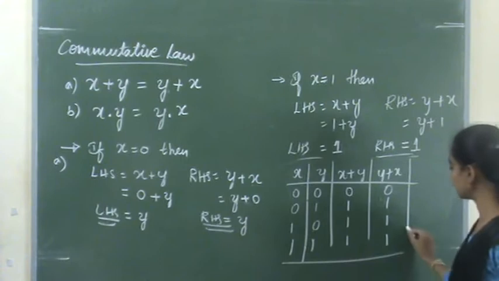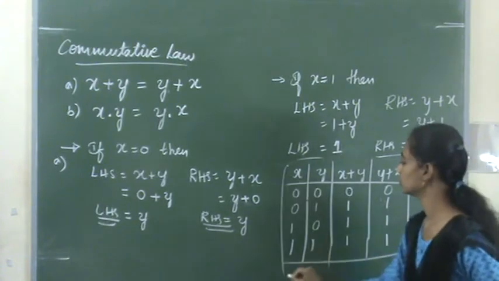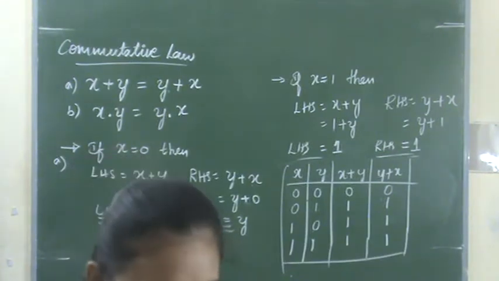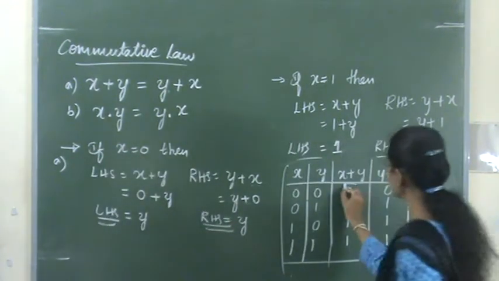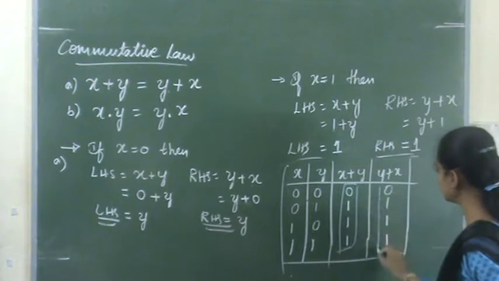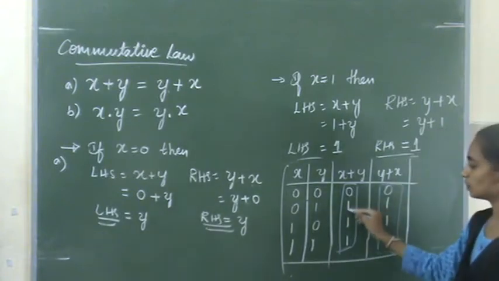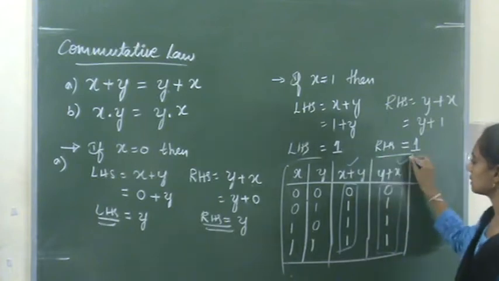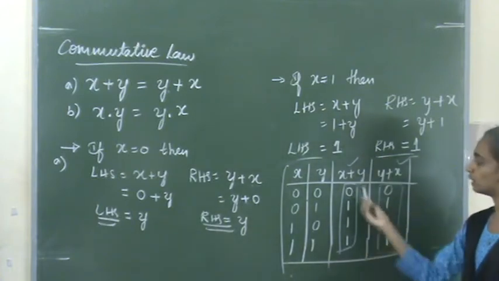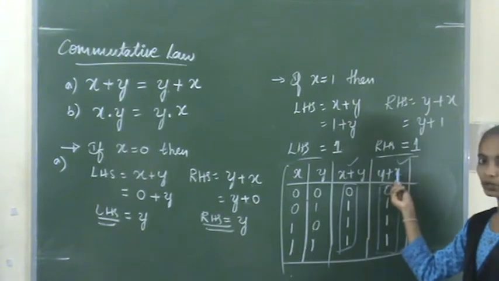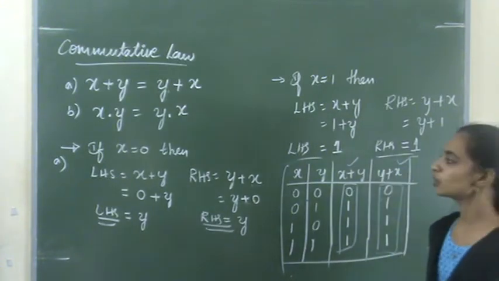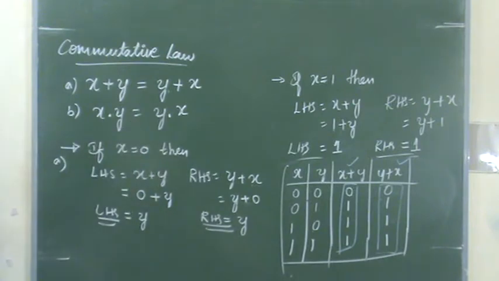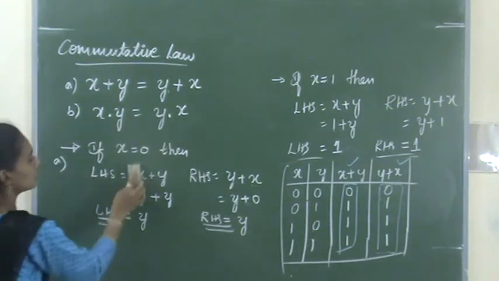Now we see that in both cases we are getting the same result, right? 0, 1, 1, 1. So for this also we get the same result. Hence we can prove that x plus y is equal to y plus x. Okay, so next we will go for x and y is equal to y and x.